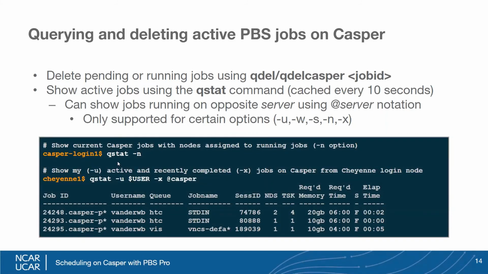So if I'm on the Casper login and I run qstat -n, that's going to show my running jobs on Casper because I'm not specifying a server. But let's say I'm on the Cheyenne login and I want to show my jobs, so -u user, and recently completed jobs using the -x, but I want to show my jobs on Casper. I can do this @Casper statement here at the end, and that'll show my Casper jobs instead of my Cheyenne jobs. And that actually works in reverse too. I can do an @Cheyenne from Casper and get a list of my Cheyenne jobs using qstat. So that's a nice little way to get a quick summary of what you have running on the opposite system. And that sort of notation is what should be more universal once we have that multi-server capability running.